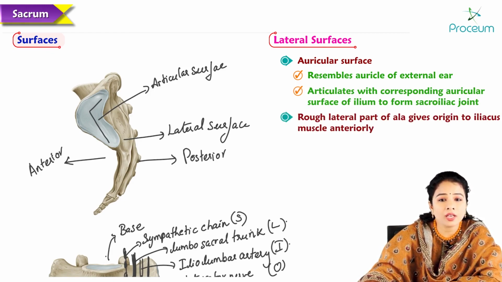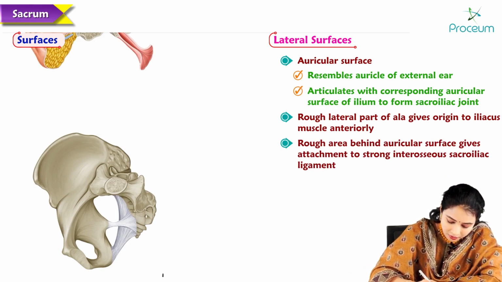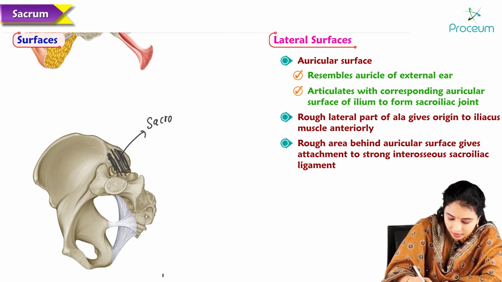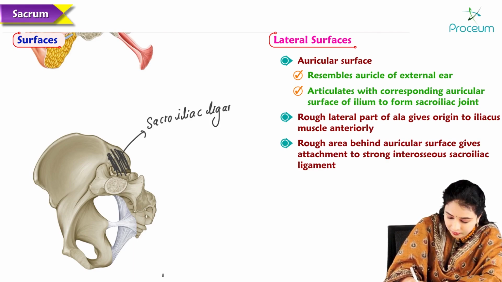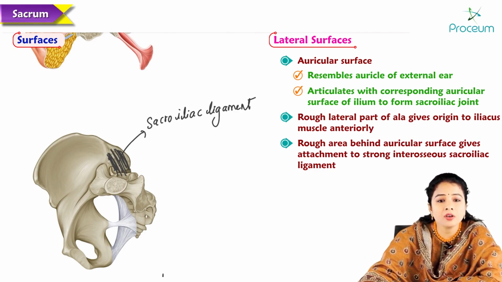The rough lateral part of the ala gives origin to the iliacus muscle anteriorly. The rough area behind the auricular surface gives attachment to the strong interosseous sacroiliac ligament. Here is the rough area of the ilium and the lateral surface of the sacrum on the lateral side. Here is the sacroiliac joint, protected by the sacroiliac ligament, which is present between the rough auricular surface and the ilium.